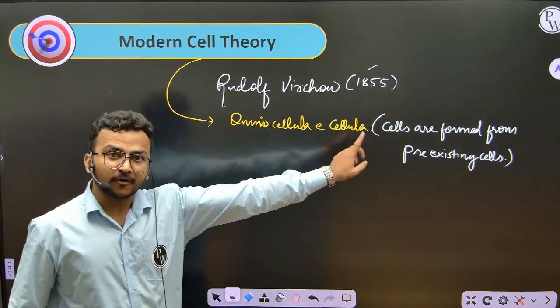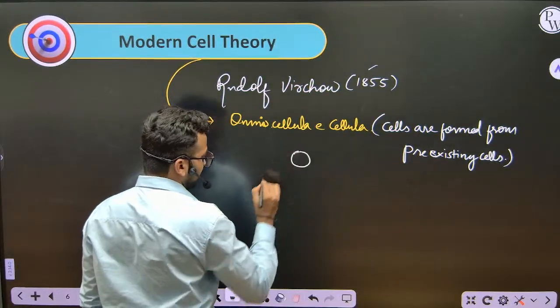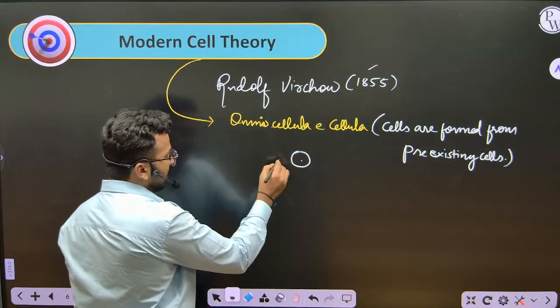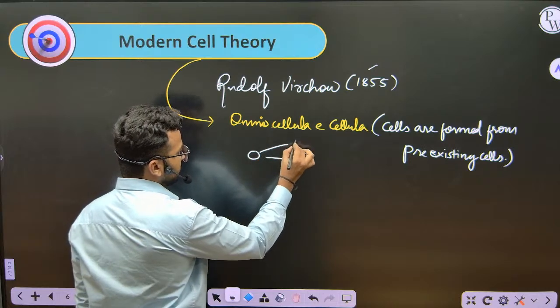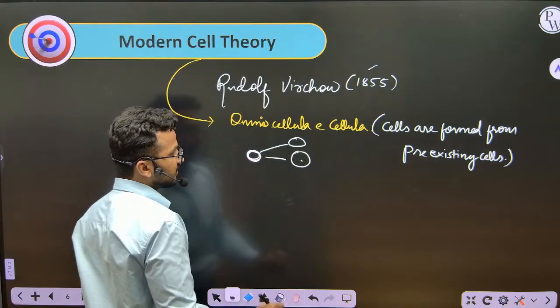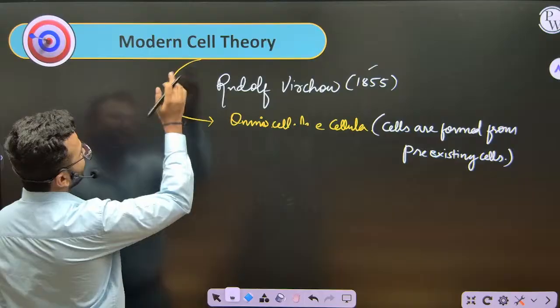Cells are formed from pre-existing cells, meaning this cell is already there. So how is this cell formed? It is formed from the pre-existing cell which was there earlier. It gave two cells. So this cell is formed from this pre-existing cell. This statement added on to that has become the modern cell theory.